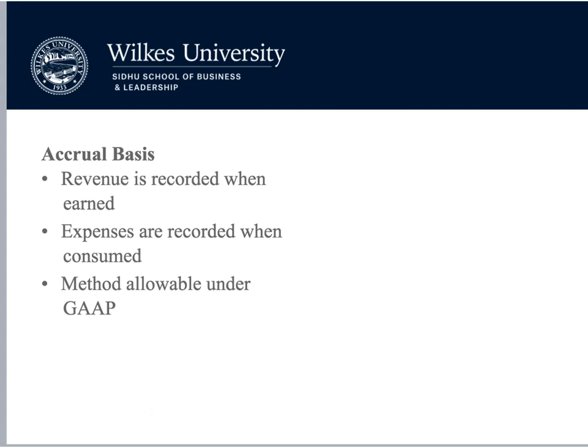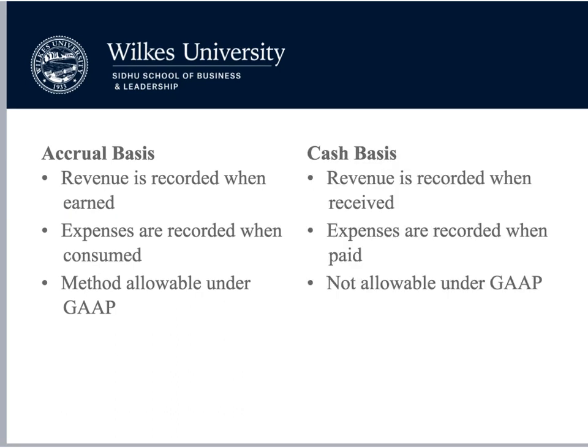In the accrual basis, revenue is recorded when it's actually earned, and earned is the big deal. Expenses are recorded when consumed, and it doesn't have to be a physical item such as supplies that we're using in the business. It's just something that we're using. And the accrual basis is the method that's allowable under GAAP. In contrast, the cash basis says revenue is recorded when it's received, expenses are recorded when paid, and it's not allowable under GAAP. And you'll see why in a minute.